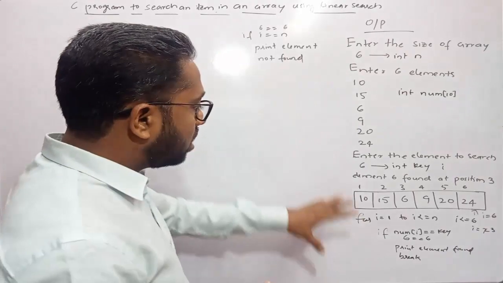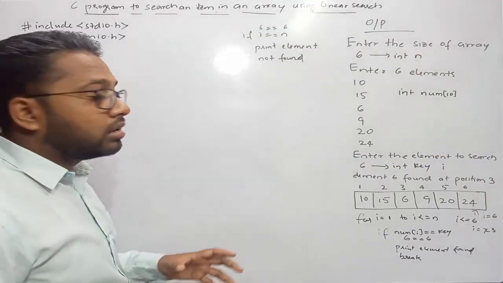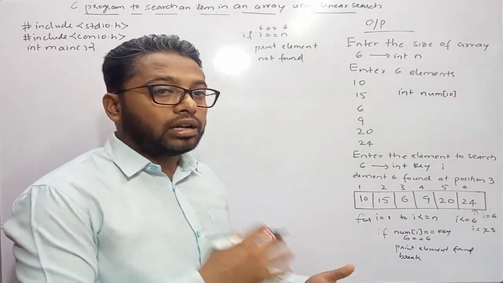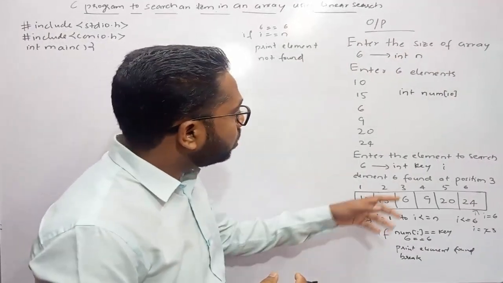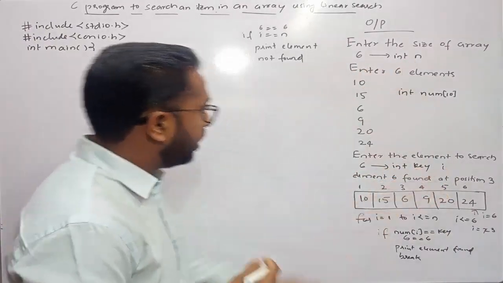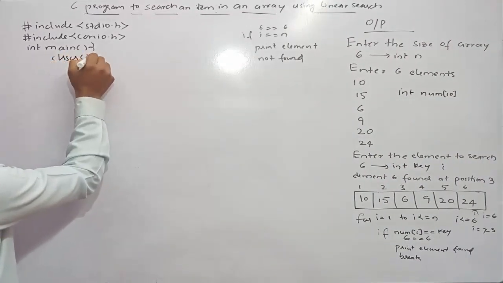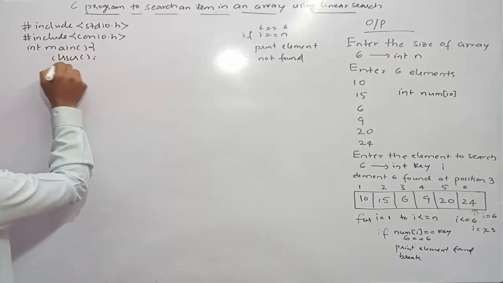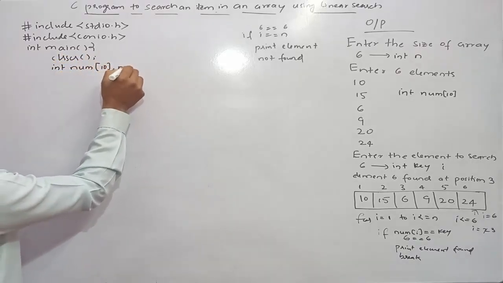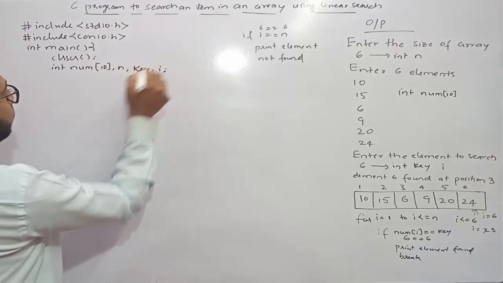Now I will convert this logic into a program. I have written the main function. Now I need to declare the variables which are required in my program. As I have already told you, we require 4 variables: n, array, key and i. So let us declare this. Clear screen, then int num[10], then n, then key, then i.